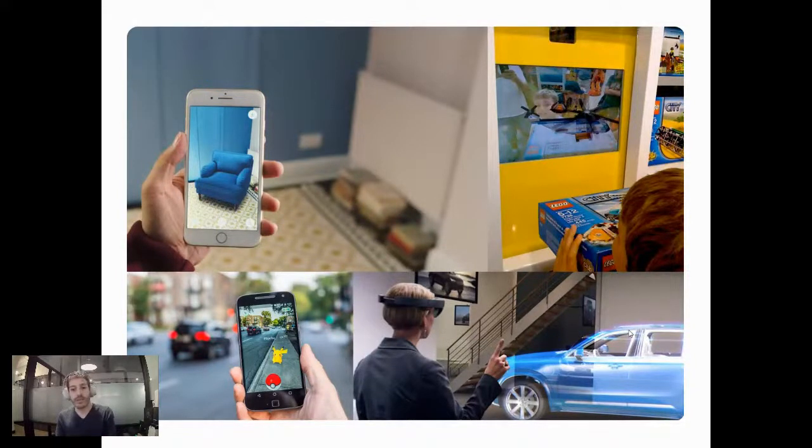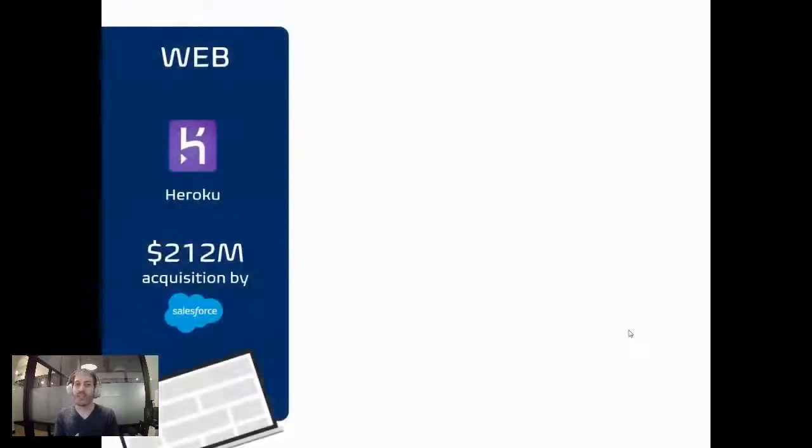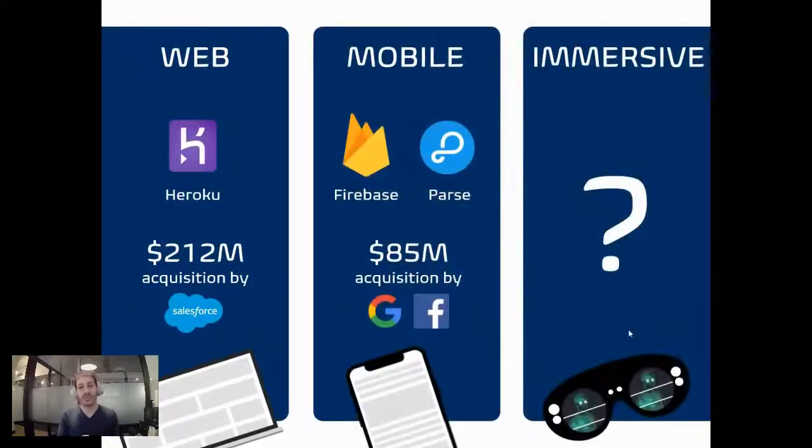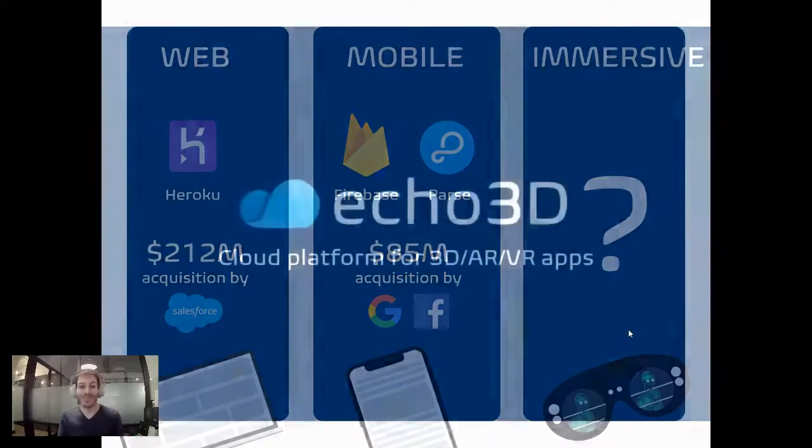But if you think about it, this problem was kind of solved for 2D, right? If you're building a website, you can use something like Heroku as your cloud platform to store images and videos. If you're building a mobile app, you can use something like Parse or Firebase as your backend as a service. So we went from web to mobile to now 3D, AR, VR, immersive metaverse. And the question has to be asked, who's going to build the next kind of cloud platform to support this new type of content? And you've guessed it, that's Echo.